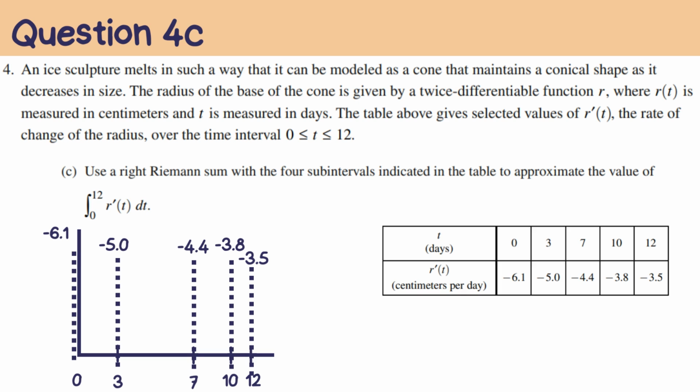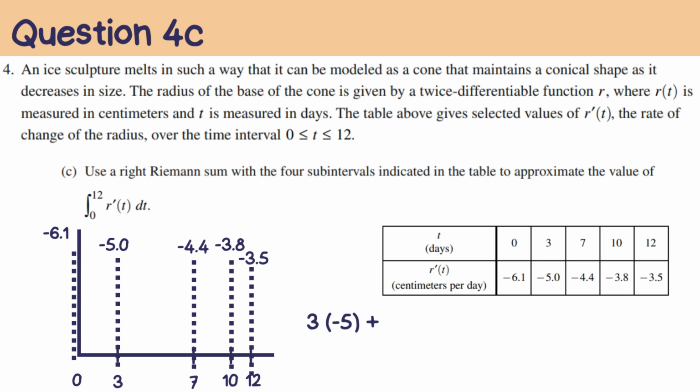And then since we're doing a right Riemann sum, I just look at whatever value is to the right and the length of each interval to find my right Riemann sum. So my first interval is from 0 to 3, so that's 3 units. And then multiply that by the rightmost y value, which we're choosing between negative 6.1 and negative 5, and that's going to be negative 5 because it's to the right.